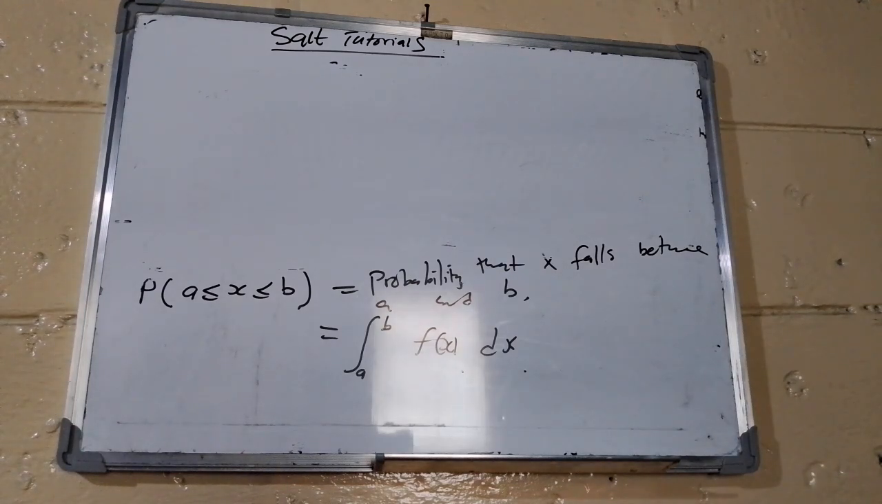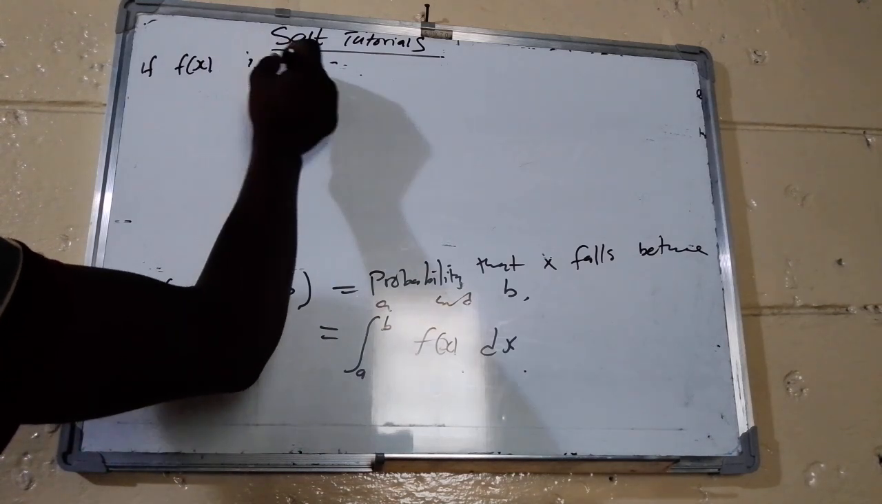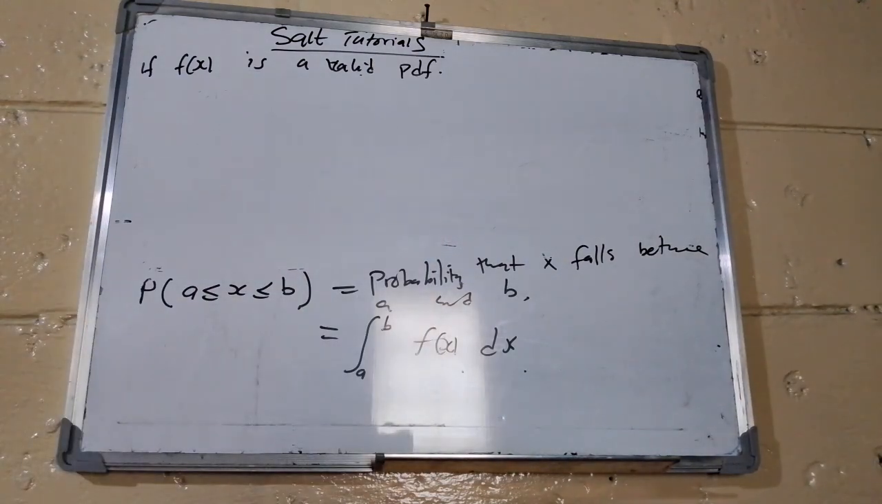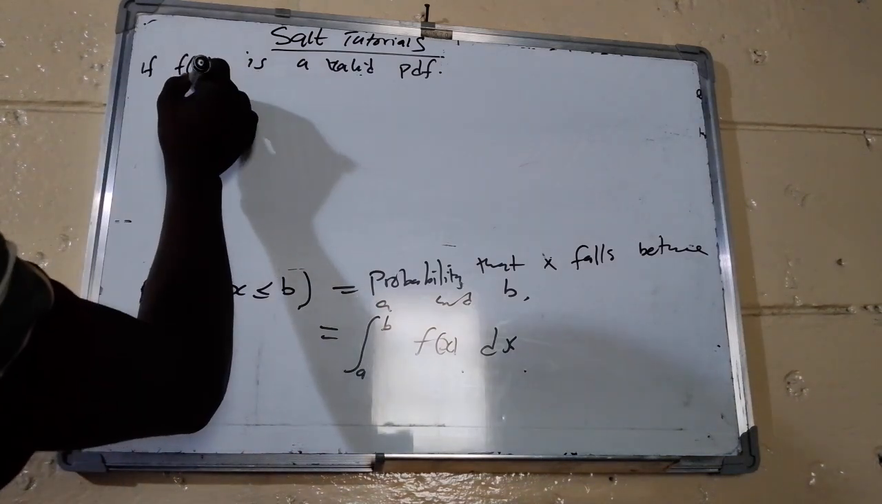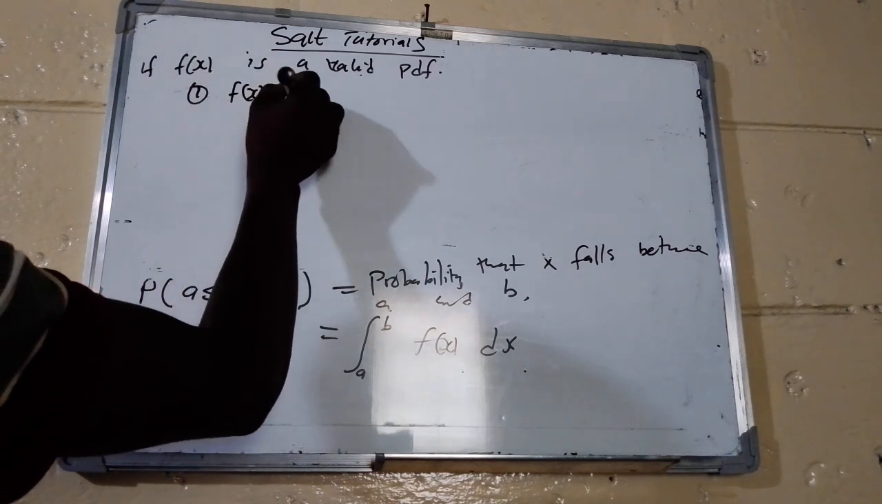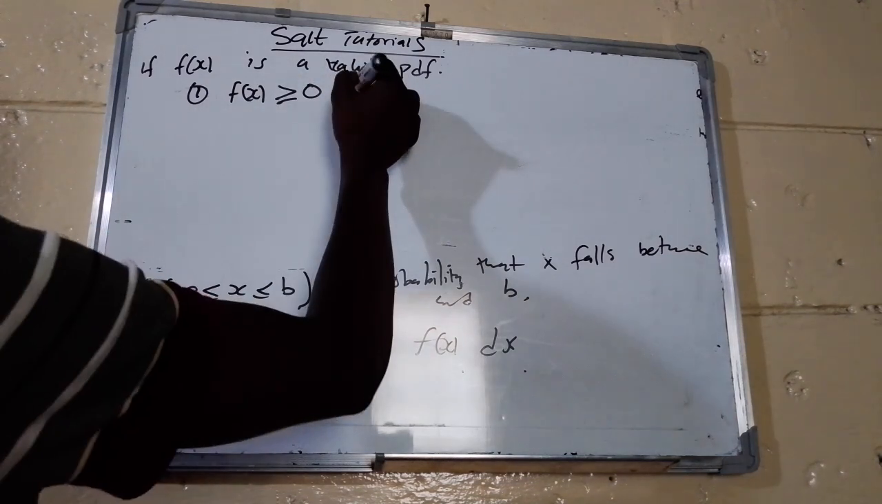So what are we simply saying here? There will be cases where we are asked to confirm if f(x) is a valid PDF. So we have two pieces of information which you are supposed to understand for f(x) to be a valid PDF. Number one, f(x) is greater than or equal to 0 for all values of x.